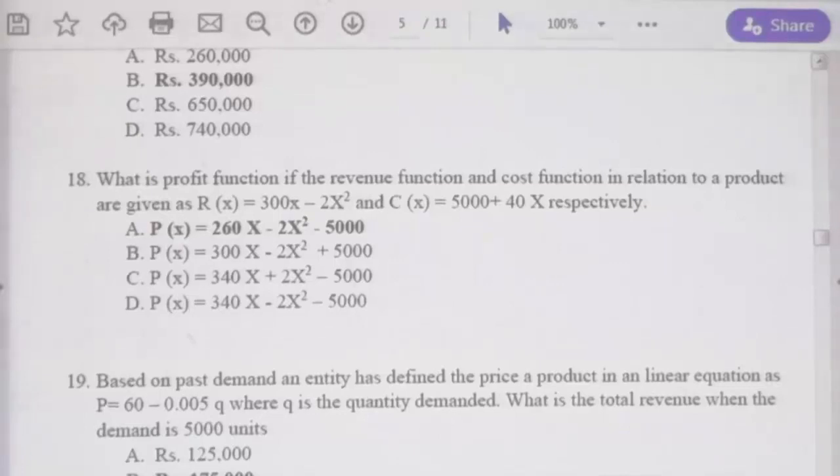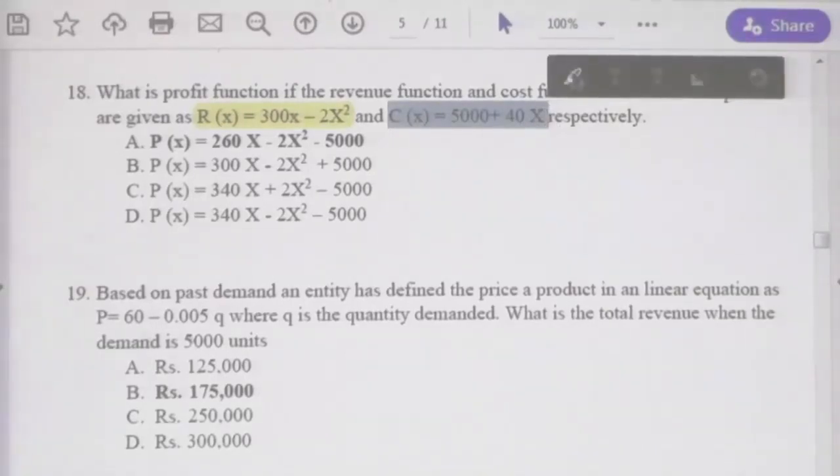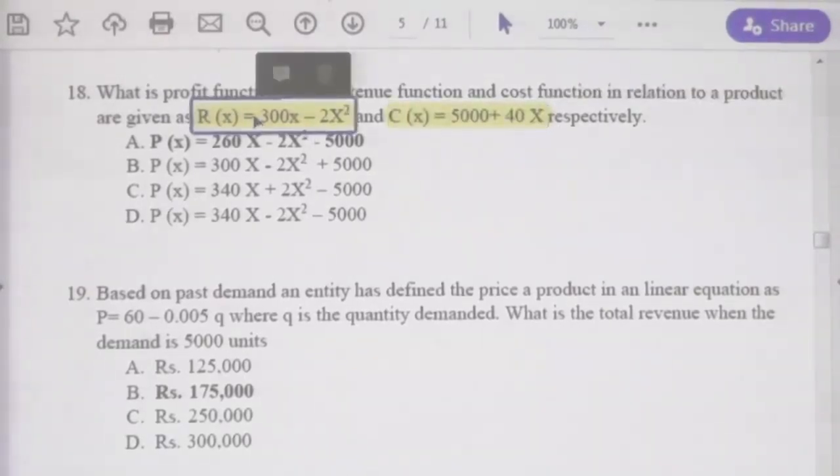Yes, we completed 17, now 18. What is the profit function, if the revenue function and cost function in relation to the product are given as R equals 300x minus 2x power 2 and C equals 5000 plus 40x respectively? Very simple. To get the profit function from the revenue function, you have to deduct the cost function, then you will have the profit function.